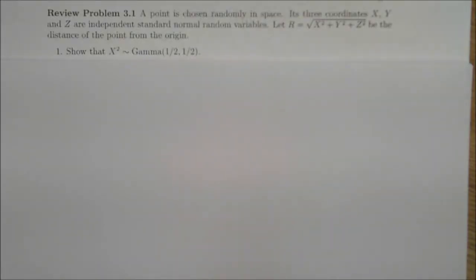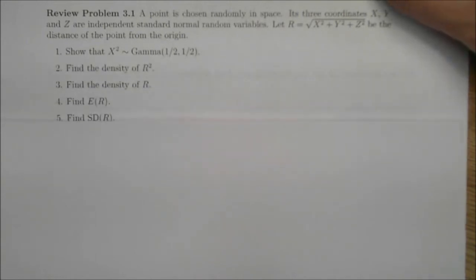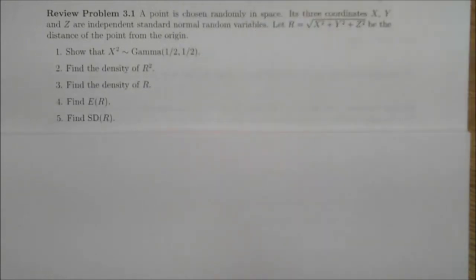All right, in this video, let's take a look at review problem 3.1. A point is chosen randomly in space, and it has three coordinates, x, y, and z, and each of these are standard normal random variables. Let r be the distance from the origin, which is square root of x squared plus y squared plus z squared, and ultimately we're going to find the density of r, as well as the expected value of r, and the standard deviation of r.